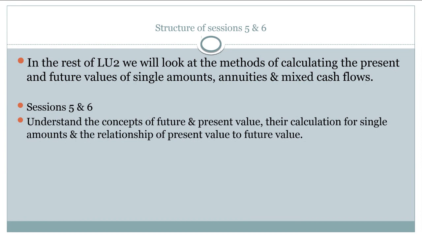Understand the concepts of future value and present value, and we must be able to calculate the future and present values for single amounts, and also understand the relationship of present value to future value. So the next learning objective says calculate future and present value for single amounts, and the one after that says describe the relationship of present value to future value. If you go through your learning objectives at the beginning of LU2, 1, 2, 3, 4, 5, 6, we are going to cover the first 6 learning objectives in today's class.